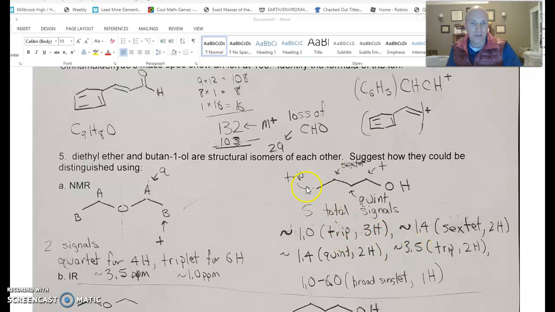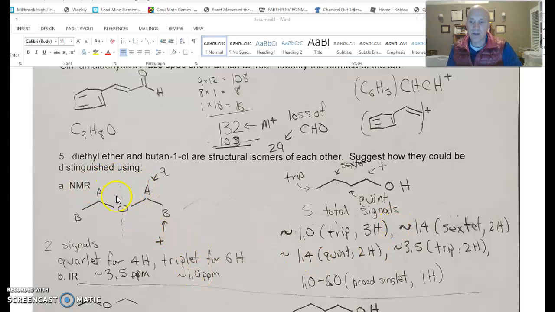This would be the most shielded, since there's nothing really that's going to pull electron density away from these hydrogens. That's why that one would be expected to be around 1.0. And these CH2s in the middle you would expect to see at about 1.4. They would probably end up overlapping with each other so that you would not be able to tell a sextet versus a quintet, because when the signals are separate you can see what they are, but when they start to overlap, it just gets really messy.